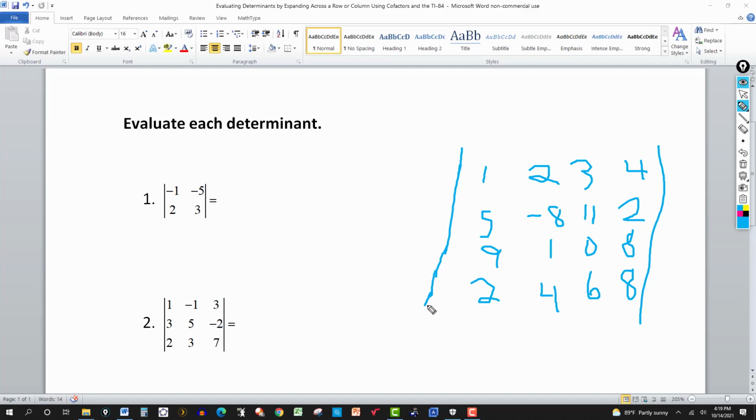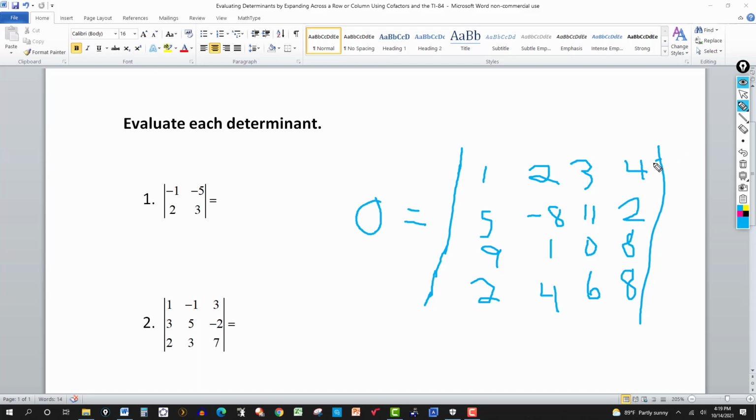Well, some of the properties that we've had allow you to add multiples of one row to another row, multiples of one column to another column. If a row or column has all zeros, the answer is going to be 0. The value of this is 0.